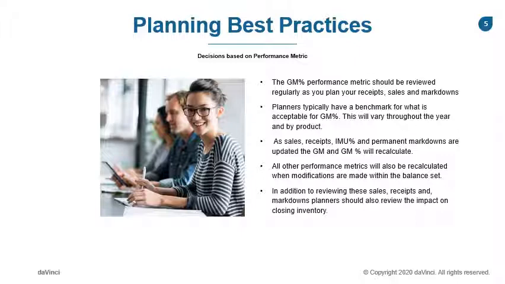If there is a problem and your MMU is too low, take a look at those metrics to be able to make some adjustments. Once you've done your modifications, if your targets now look aligned for your gross margin or your gross margin percent, and you're happy with your results, best practice is also to go back and look at your closing inventory.